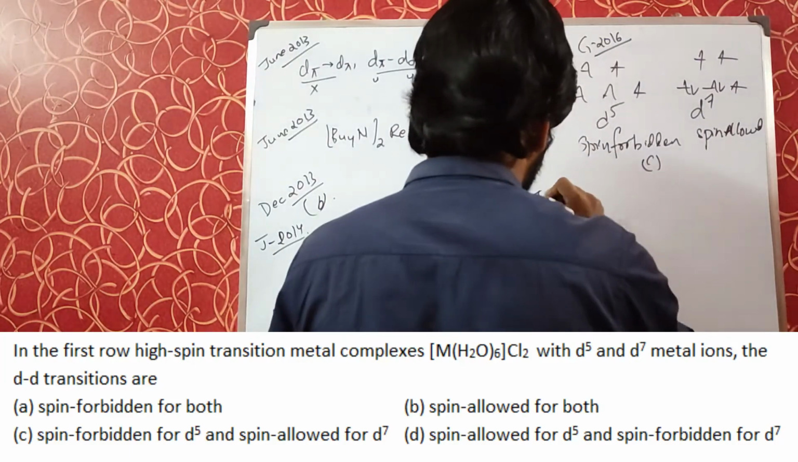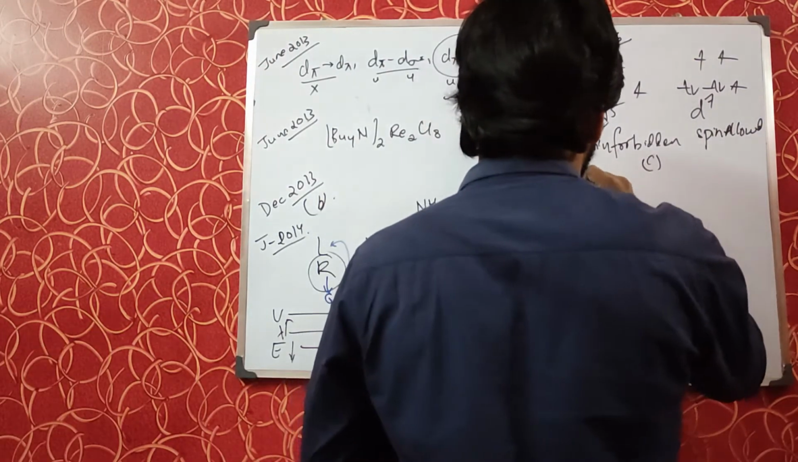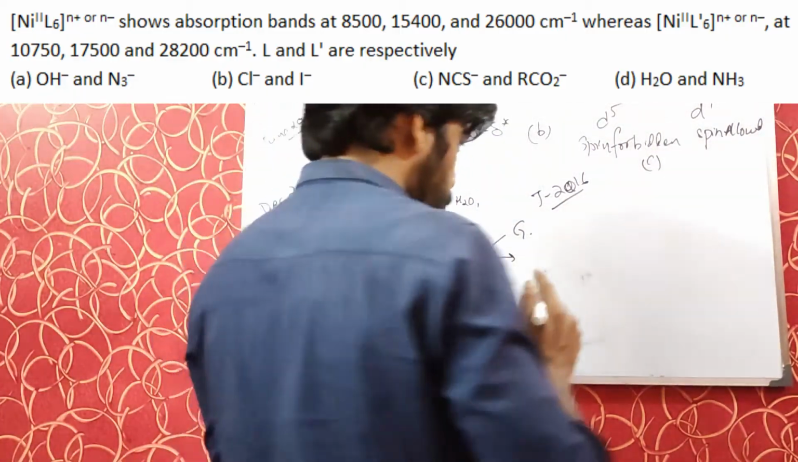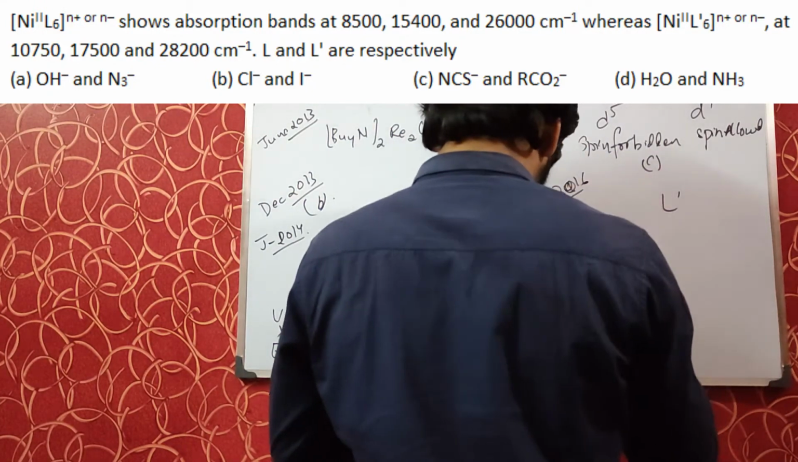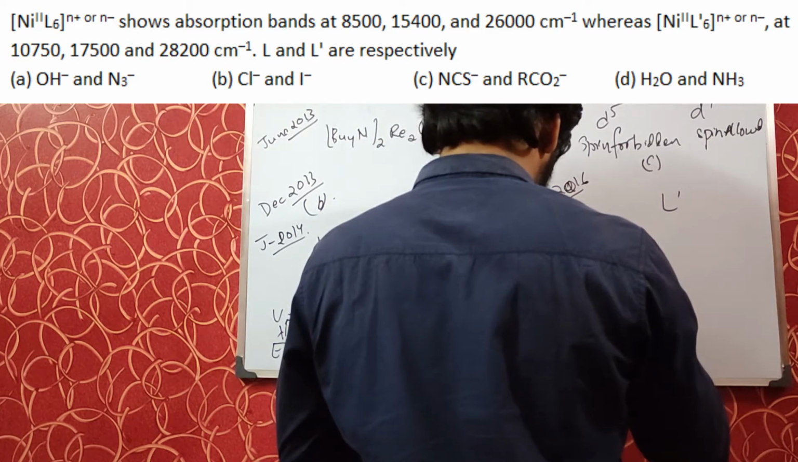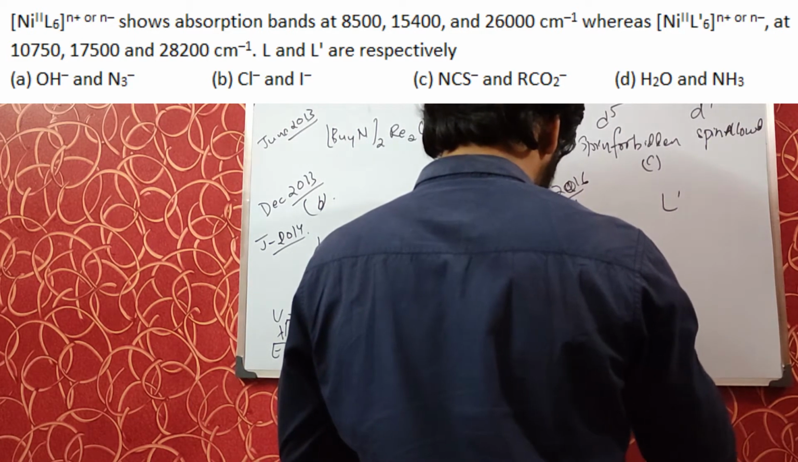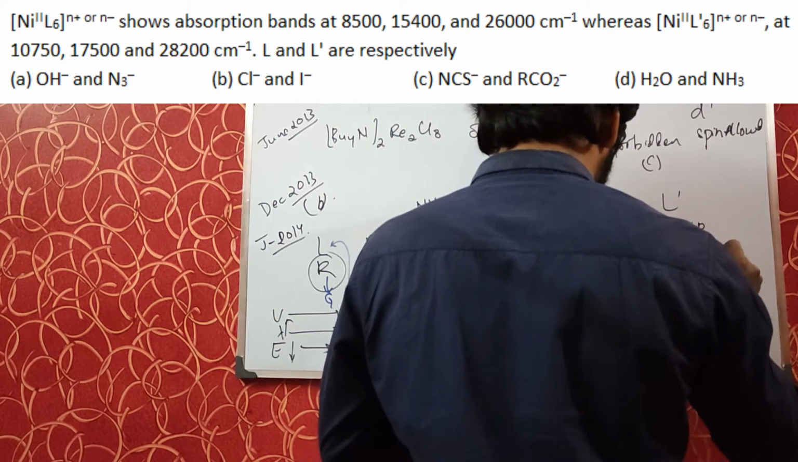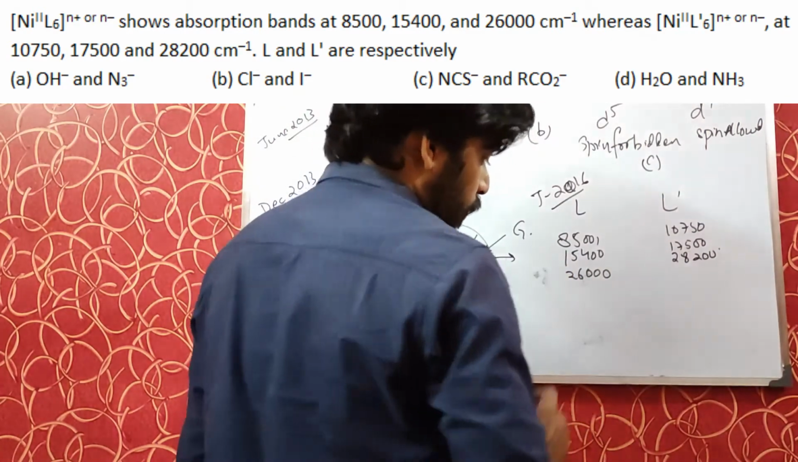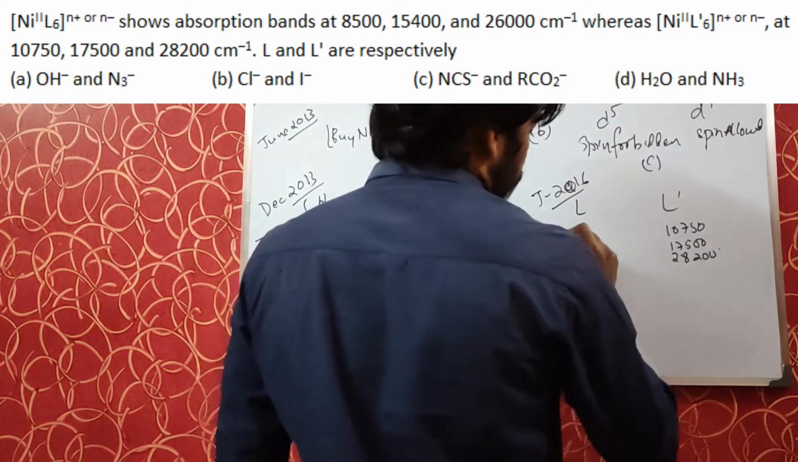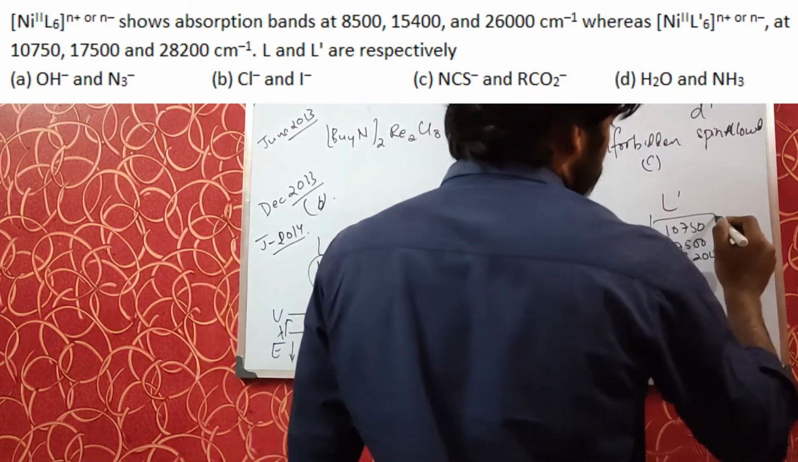This is from June 2016. It says NiL6 shows absorption bands at, so you have L and L dashed. This is at 8500, 15400, 26000. This is at 10750, 17500, 28200. Now these are all in centimeter inverse. Now energy is directly proportional to the wave number. So that would mean in these cases the splitting is less, in these cases the splitting is large.